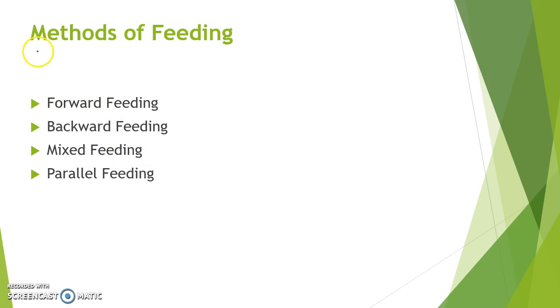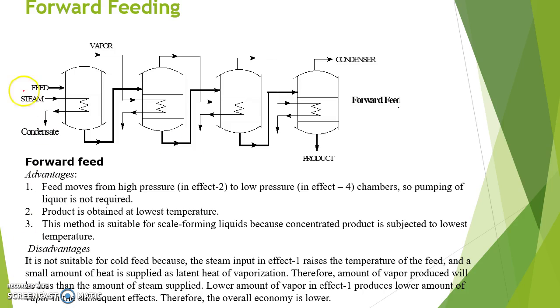Then there are four methods of feeding in case of multiple effect evaporator. First one is forward feeding, then backward feeding, mixed feeding, and lastly parallel feeding. Forward feeding: in case of forward feeding, the feed is entered into the first effect evaporator, and finally the product is collected from the last effect evaporator.